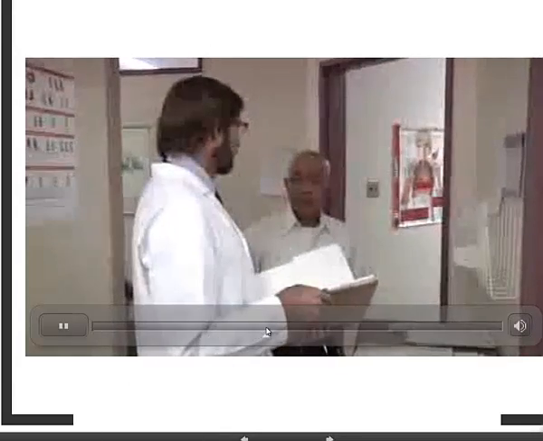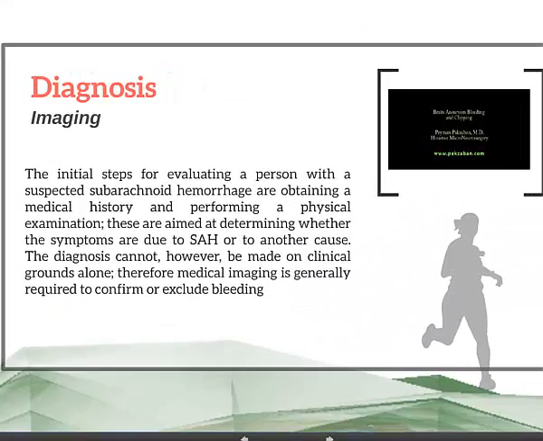Diagnosis. Imaging. The initial steps for evaluation of a person with a suspected subarachnoid hemorrhage are obtaining a medical history and performing a physical examination. These are aimed at determining whether the symptoms are due to SAH or to another cause.